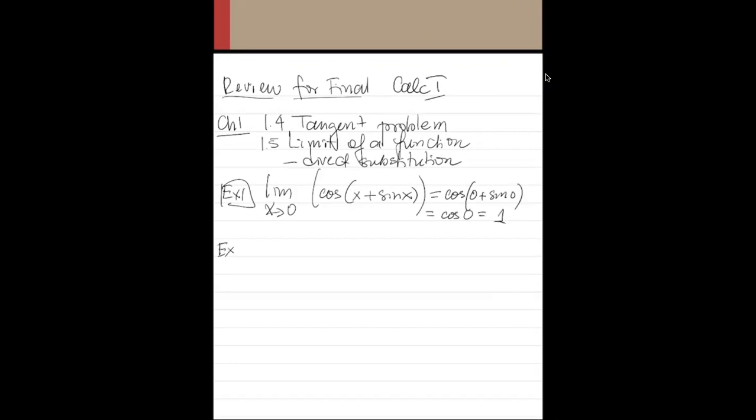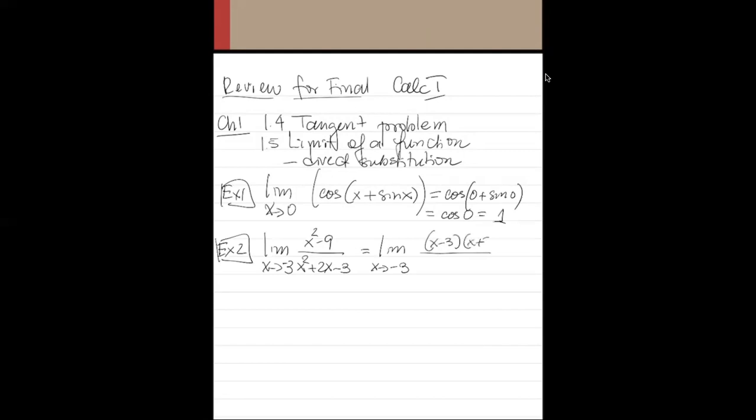Example 2, limit x squared minus 9 over x squared plus 2x minus 3, x goes to negative 3. If you try direct substitution now, you're going to have 0 over 0, which is undefined. So we need to do something, which is, in this case, factoring.